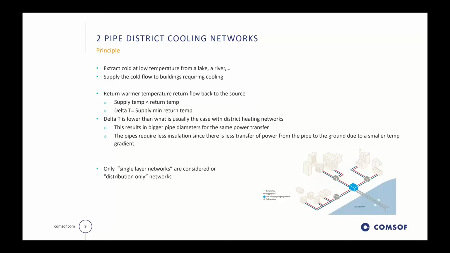An advantage you have in these type of networks is that there is a lower temperature gradient with the soil because the temperature is lower. So you will require less insulation in your pipe systems.